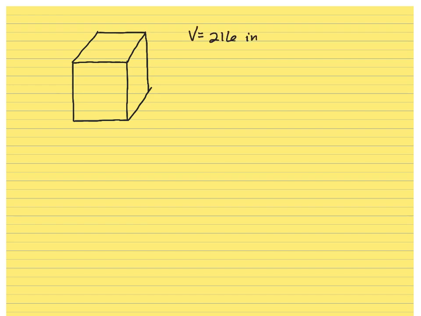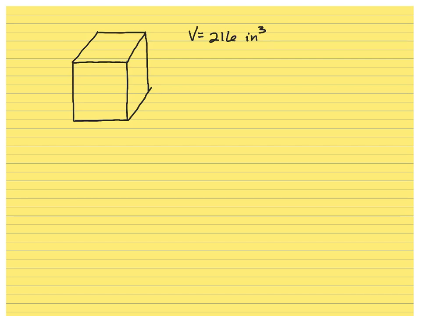Suppose we have a rectangular box with an open top, but a square base. So the base is square, the top is open, all right? And we want it to have a volume of 216 cubic inches. But we want to minimize the surface area. In other words, we want to use the least amount of material required to get this particular volume.